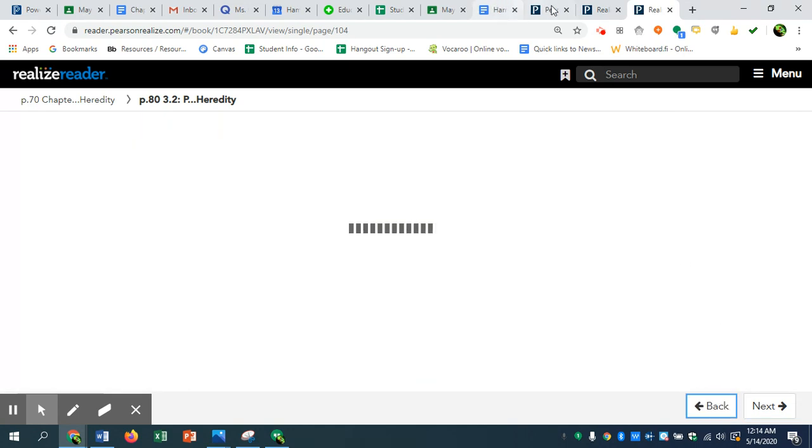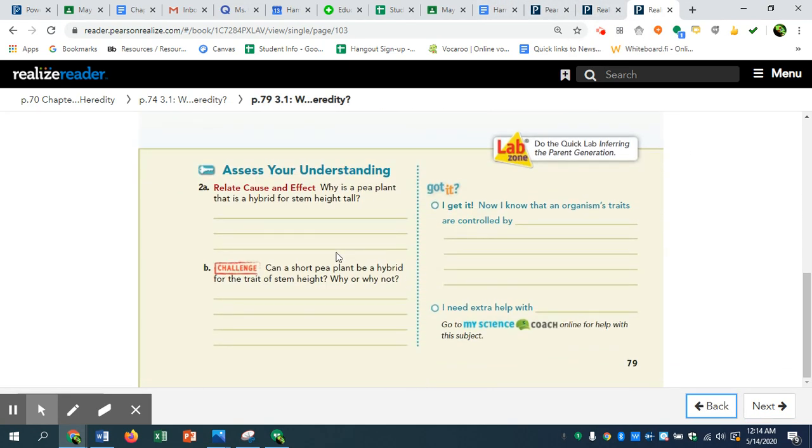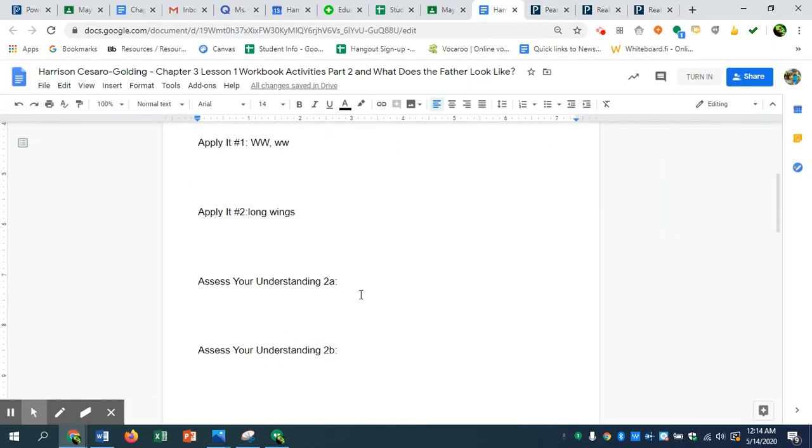Oh, actually, was that it? Oh, we're down here. My bad. All right. So, assess your understanding. So we have these two questions left. So, why is a pea plant that is a hybrid for stem height tall? Okay, so we have a pea plant. It's a hybrid. So why is it tall? Again, you don't have to write this down, but maybe it will be capital T, lowercase t. It's a hybrid. And the reason is because the dominant allele masks the recessive allele, or recessive trait.